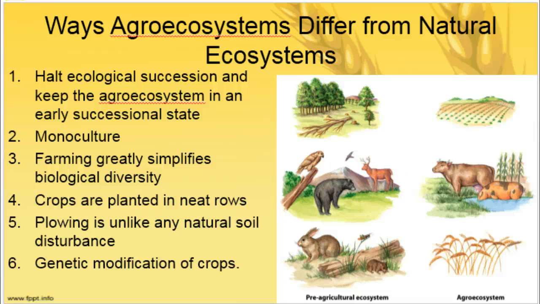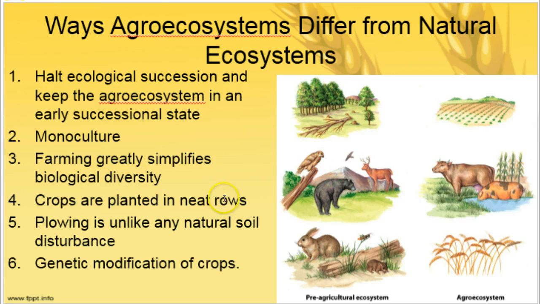So there's some major ways here. First of all, the agricultural ecosystems are trying to stop succession in an early stage, so usually in that meadow stage so that they can grow crops, although there are some types of agriculture that will grow them inside of the forest, and then it could be a little bit later. They tend to be monocultures, so you're only growing one species at a time or one species in a certain area. So that's going to really simplify your biological diversity. It's going to lower your biodiversity.